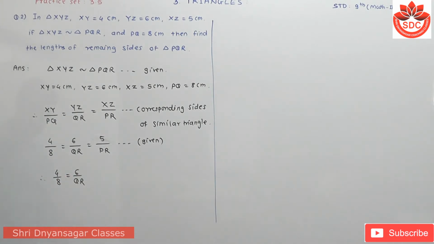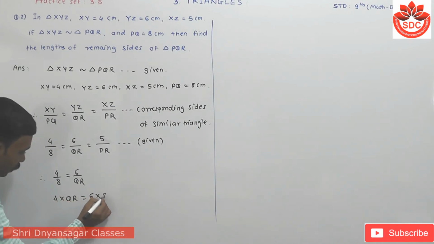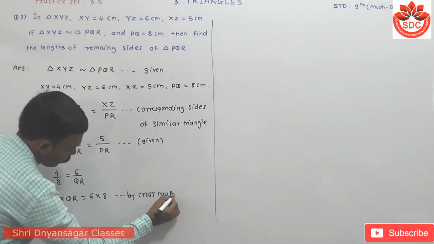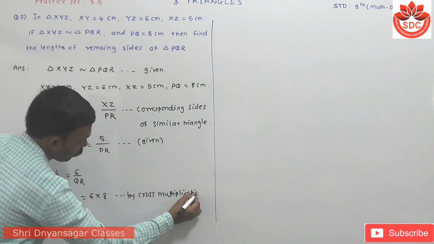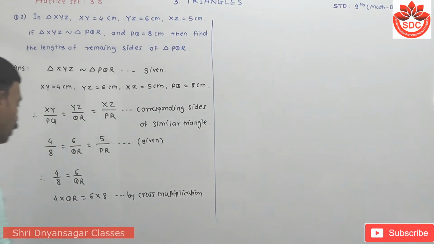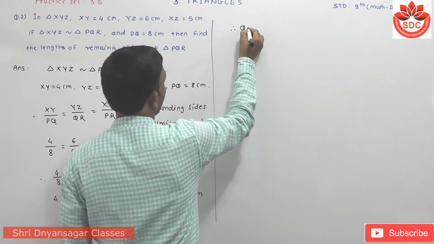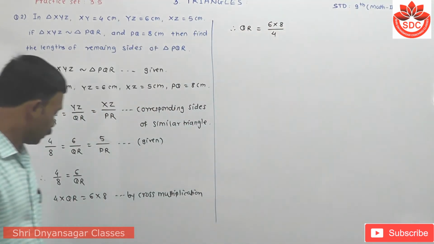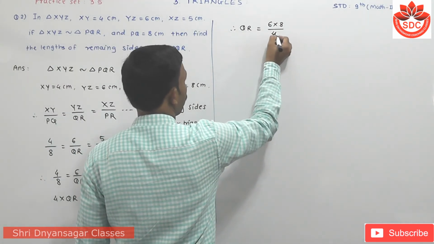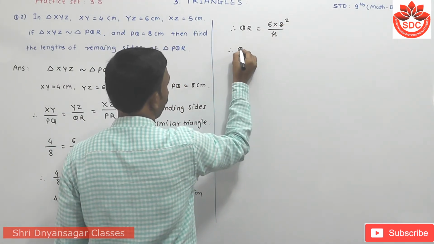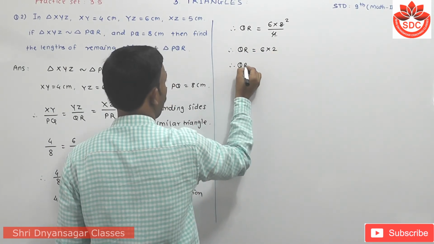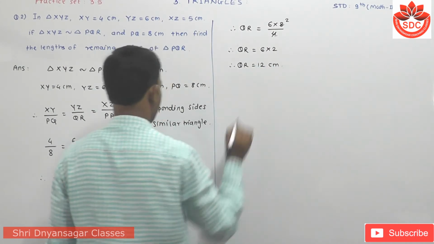Then by cross multiplication, 4 into QR equals 6 into 8. Then 4 goes to the denominator. Therefore QR equals 6 into 8 upon 4. Simplify by 4: 4 ones are 4, 4 twos are 8. Therefore QR equals 6 into 2. Therefore QR equals 12 centimeter.